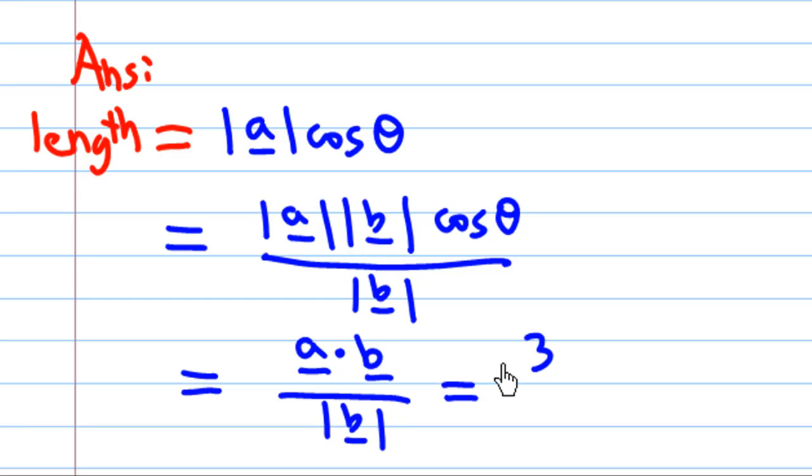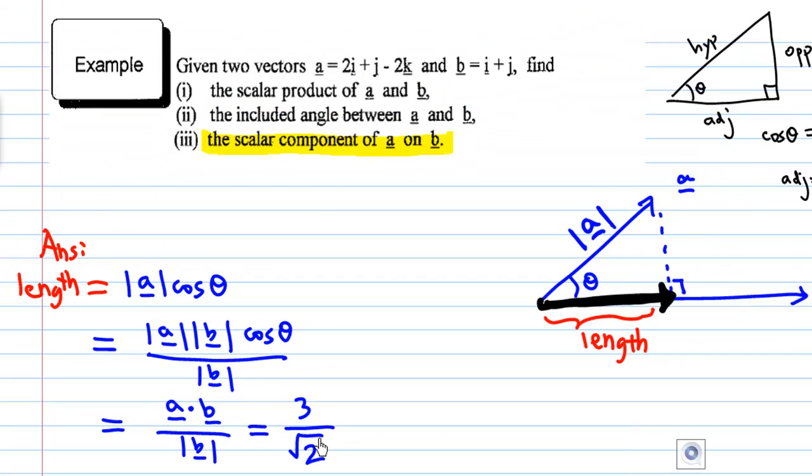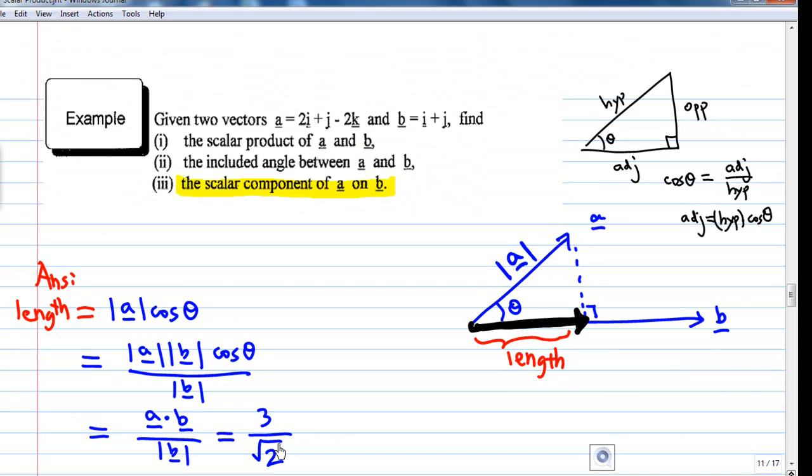And then what is the length of b? The length of b that we found earlier was square root 2. So now I have the scalar component of a on b, and this length is 3 over square root 2.